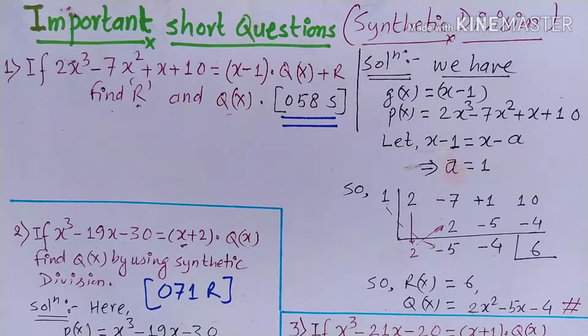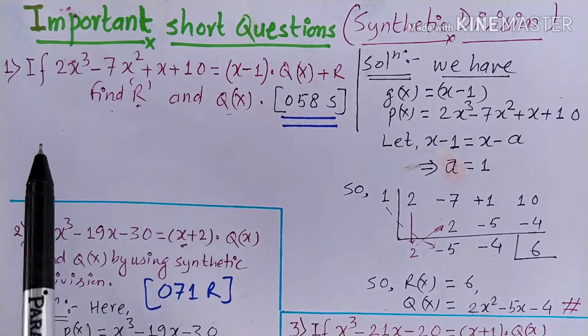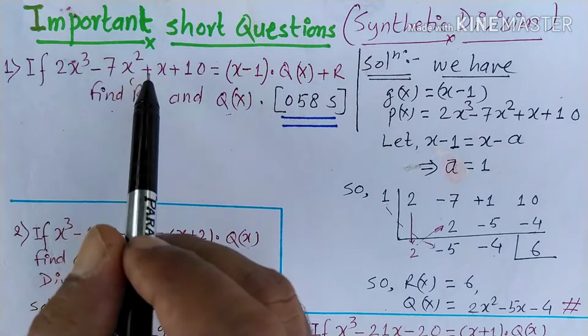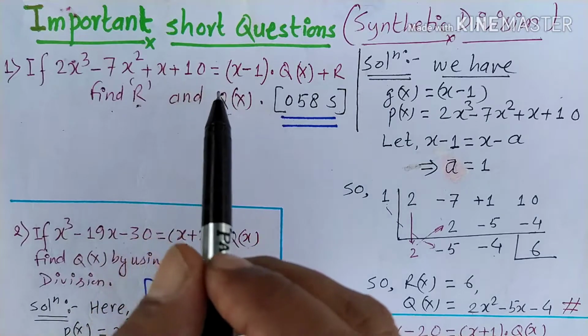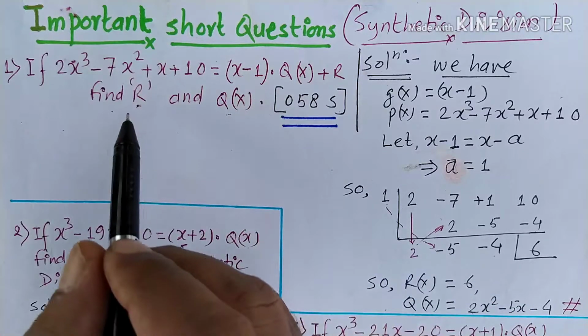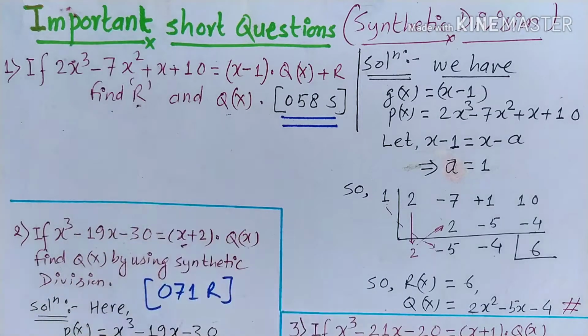Hello everyone. Today we are going to do 3 questions which I have taken from the polynomial synthetic division. Question first is given as: if 2x cube minus 7x square plus x plus 10 is equal to (x minus 1) times q(x) plus r, find the remainder and quotient.